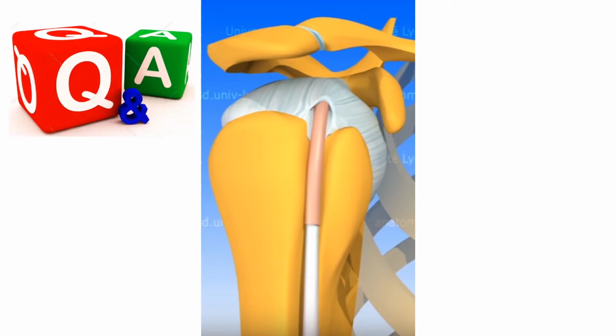Let's ask ourselves a few questions. What are we looking at? We are looking at a lateral view of the shoulder joint, and here we can see that the shoulder joint has a capsule, and the long tendon of the biceps brachii is coming out through a hole in the capsule.